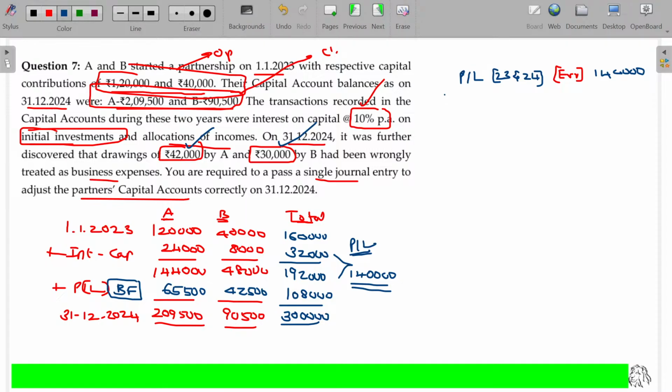Now I am going to add these two. Add drawings of A and B. 42,000 plus 30,000, 72,000. Clear? Drawings of A and B. If I add, then this value being 2,12,000. This is what about the profit and loss for the year 23 and 24. This one is the correct one. Okay, correct one. Is that okay?